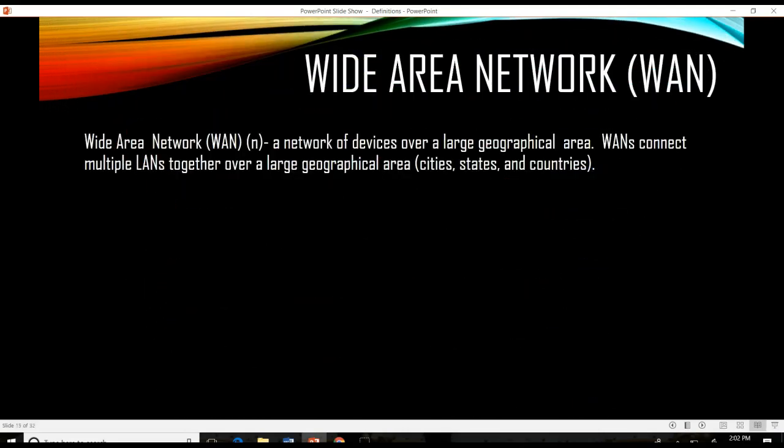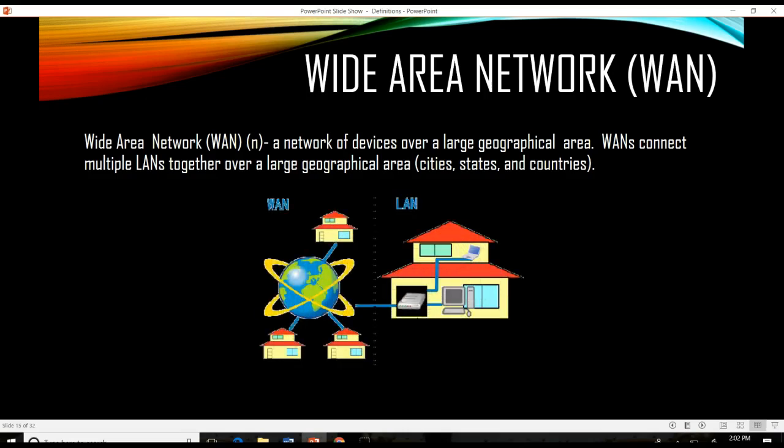A wide area network is a WAN. It's a network of devices over a large geographical area. WANs connect multiple LANs together over a large geographical area like cities, states, and countries. So let's look at this diagram right here. We have our LAN, like my house. We have a computer here, and the modem. So we have everything connected in one. But a WAN is the connection of multiple LANs. So we have this house here, this house here, this house here, and they're all connected to the internet through this WAN, wide area network.